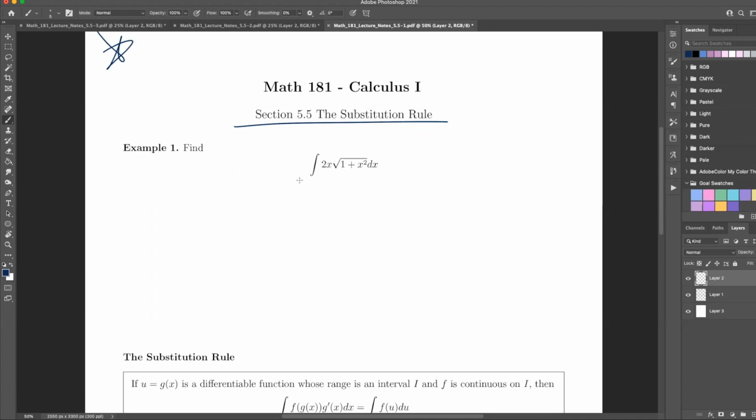And so let's pretend I want to find the derivative of this. Now here, I have a multiplication of 2x times this, and I really don't know how to handle this quite yet. But if I make a substitution of u equals 1 plus x squared, and then I do its differentiation.